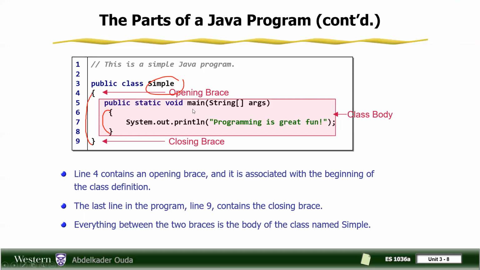Here, public static void main String args, we will use it always. We'll explain these one by one.